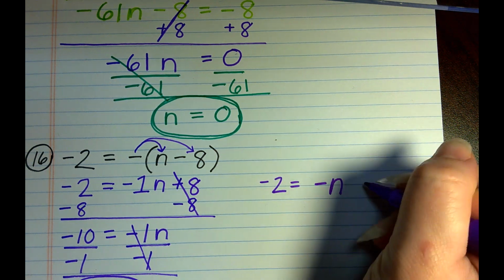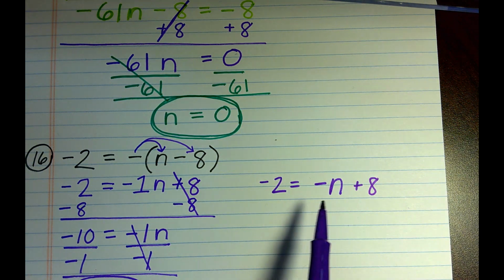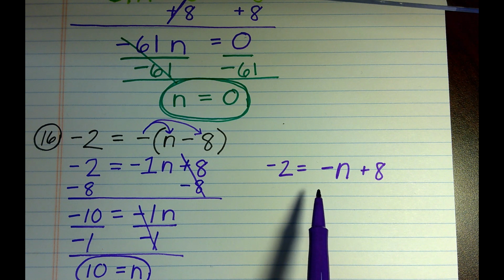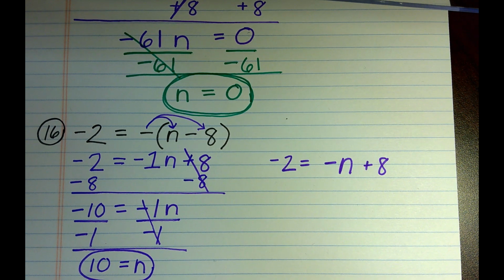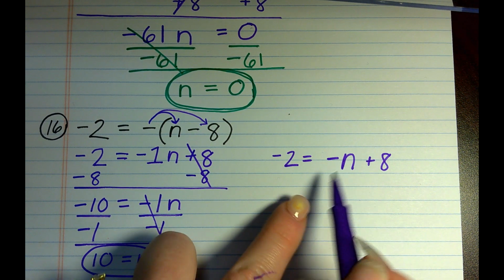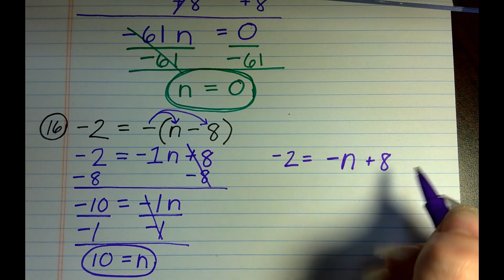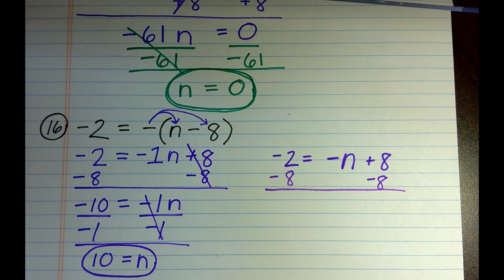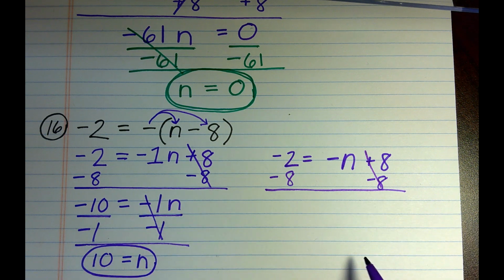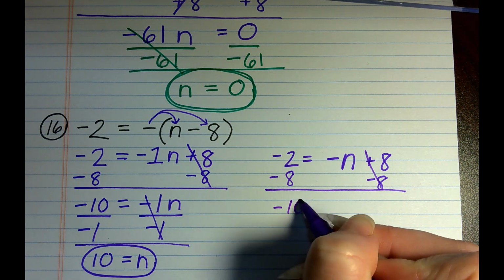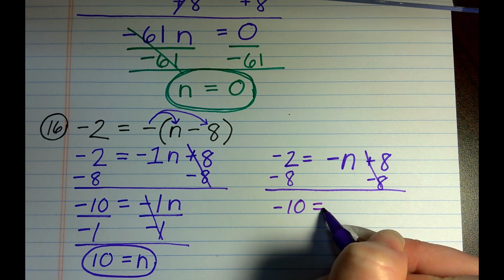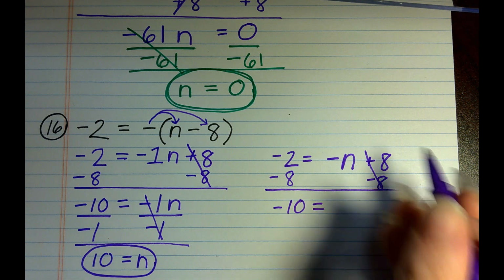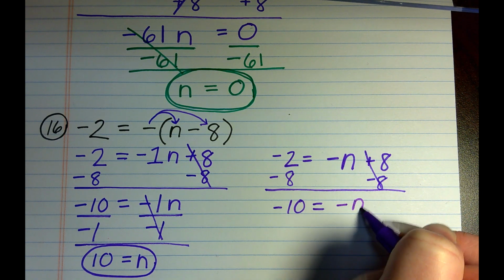negative n plus 8 instead of negative 1n, I'm going to get your question right after this, Melina. This is kind of how this part would go. You did the same step of subtracting 8 from both sides, just like we did over here. We'd get the same answer of negative 10 equals, and instead of negative 1n, I would have negative n.